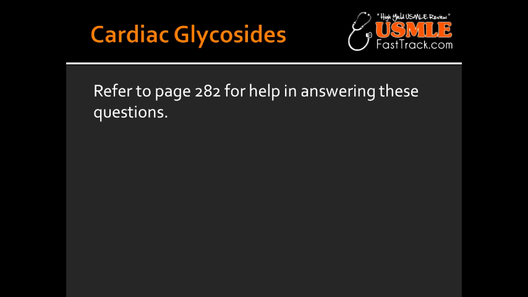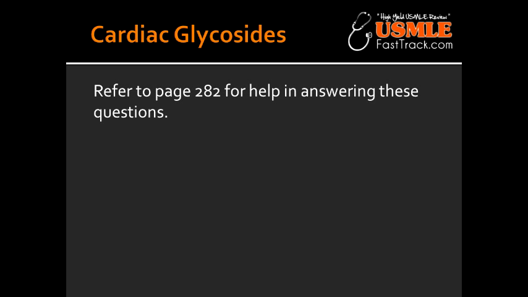What are some of the clinical uses of digoxin? Some of the clinical uses of the cardiac glycoside digoxin is for congestive heart failure, and in this it would increase contractility. It's also used in the treatment of atrial fibrillation to decrease the conduction of the AV node and to cause a depression of the SA node.